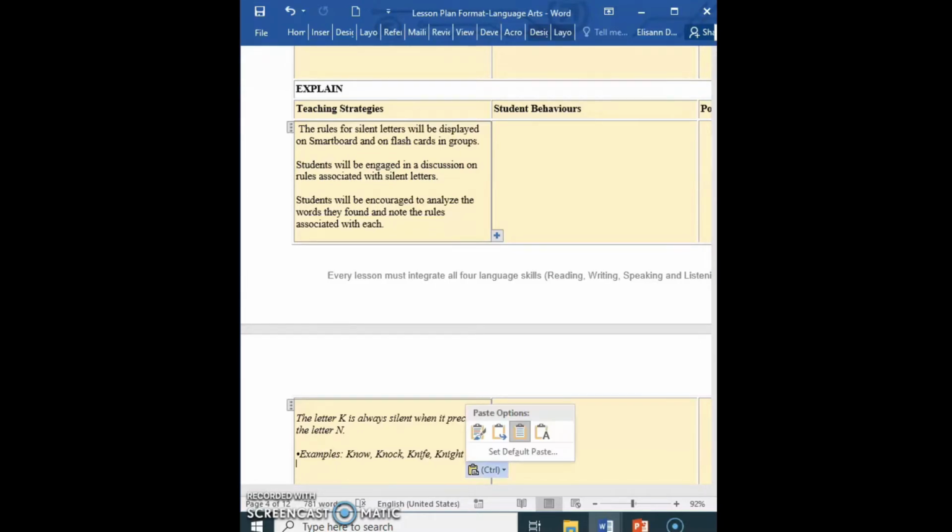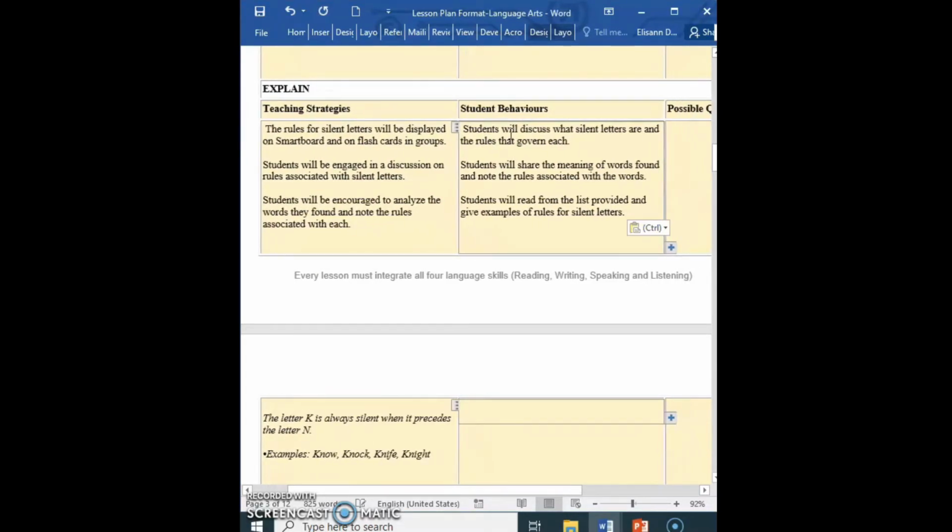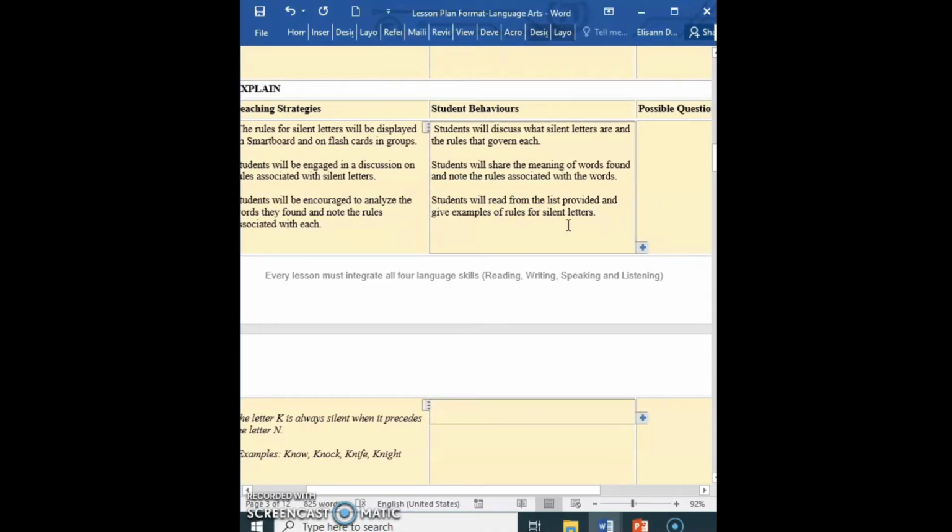Now, what do I expect my students to do? Me as a teacher, I want my students to explain themselves. So I want to engage my students in a lot of explanation. I want my students to discuss what silent letters are based on the rules that I have presented, and I want them to tell me what rules govern each. I want students to share the meanings that they found in the explore stage and note the rules associated with those words. I want students to read from the list provided and give examples of the rules for silent letters.